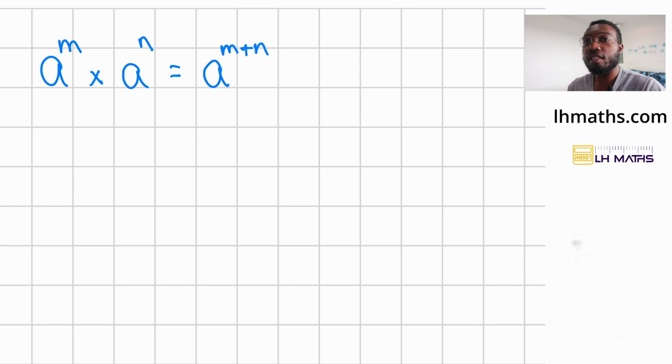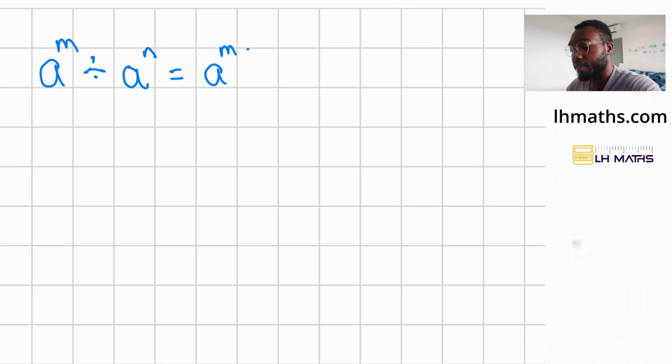An example of this would be, let's say I have 5 to the power of 2 times 5 to the power of 4. If we simplify it down, it would be 5 to the power of 2 plus 4, which is 5 to the power of 6.